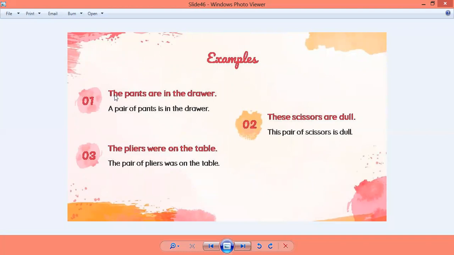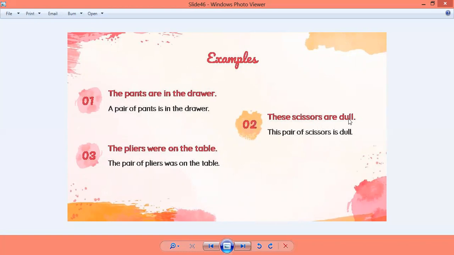Let us see. The pants are in the drawer. Here I have not used pair, that is why I can use are, because this is plural. But if I want to use it as singular, then I add a pair of in front of pants. A pair of pants is in the drawer. Here are will not come, because I added a pair of.